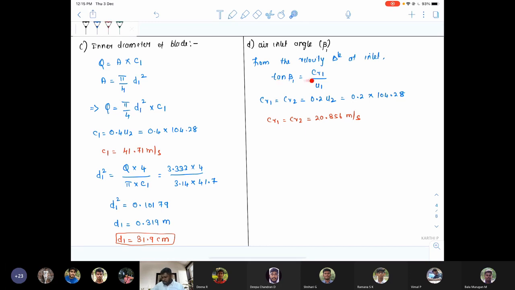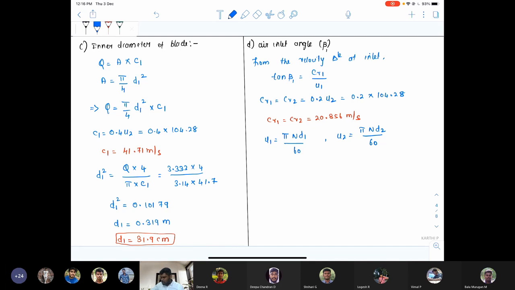And again, in this equation, the value of U1 is also unknown. So you have to find the value of U1. We know from the first equation which we have derived, that is the Euler's equation, we have written U1 is equal to pi n d1 divided by 60 and U2 is equal to pi n d2 divided by 60. We know this equation. U1 is at the inlet and U2 is at the exit.